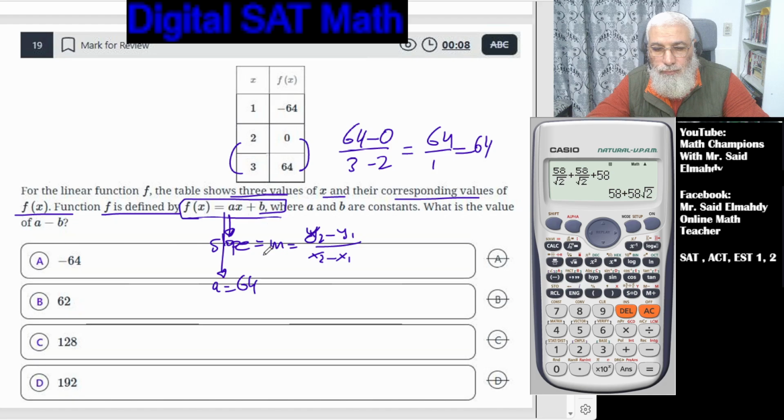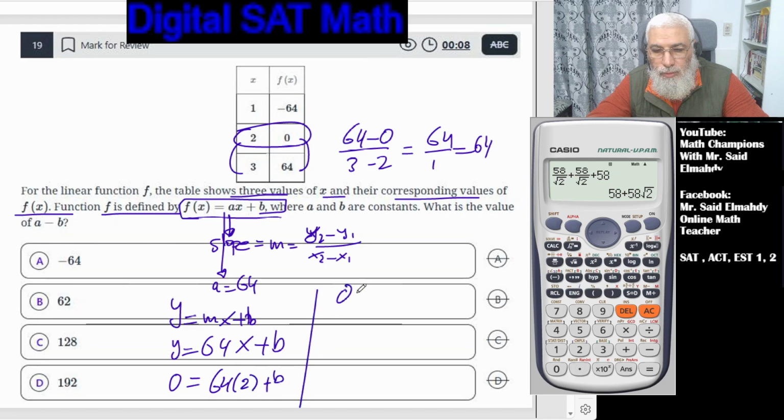Now b. So y equals mx plus b, which means y equals 64x plus b. Take any point, let's say this point. So y is 0, 64 multiplied by 2 plus b. So 0 equals 128 plus b. Move this to the other side, so b is equal to negative 128.